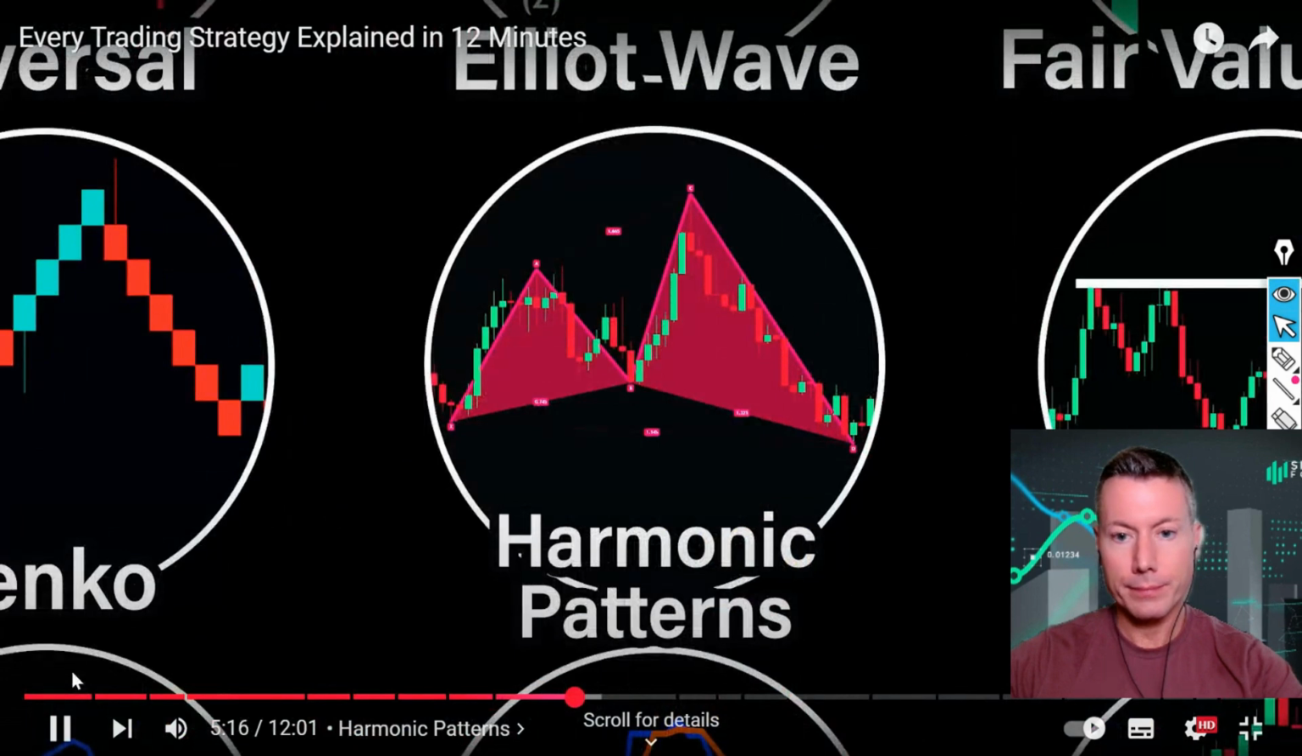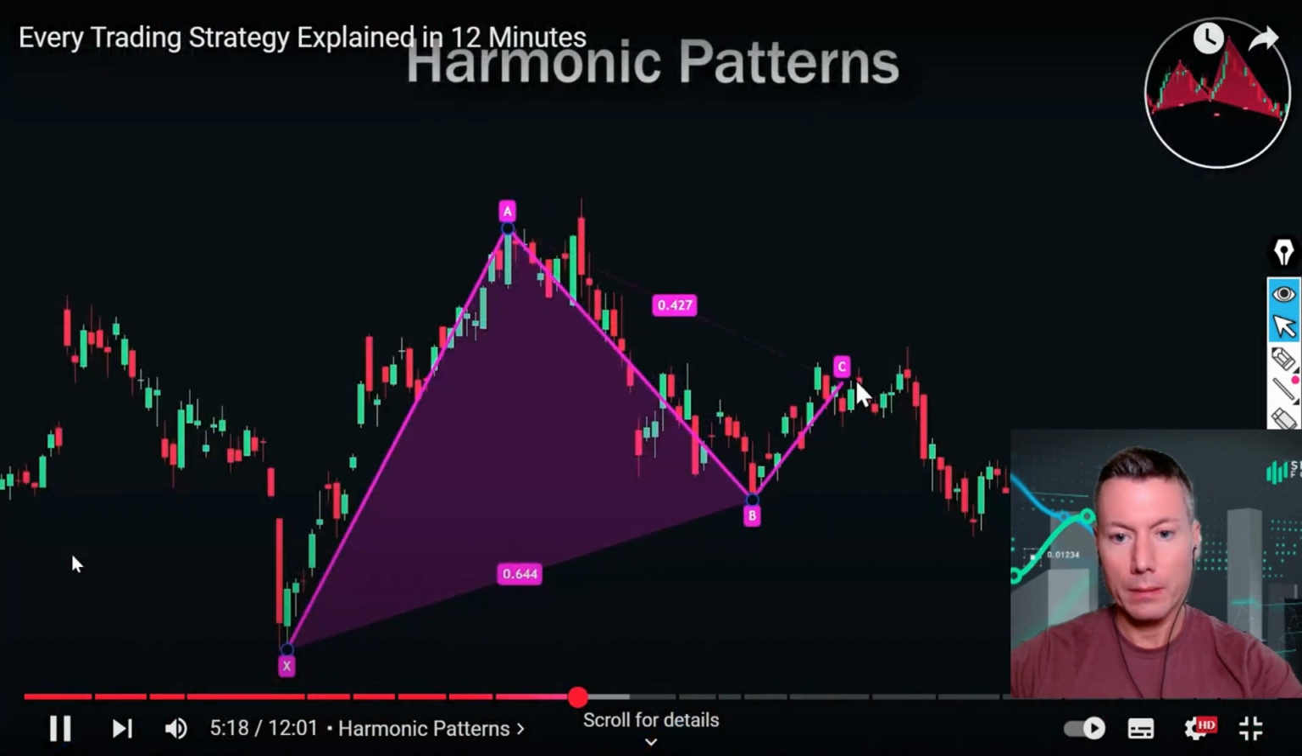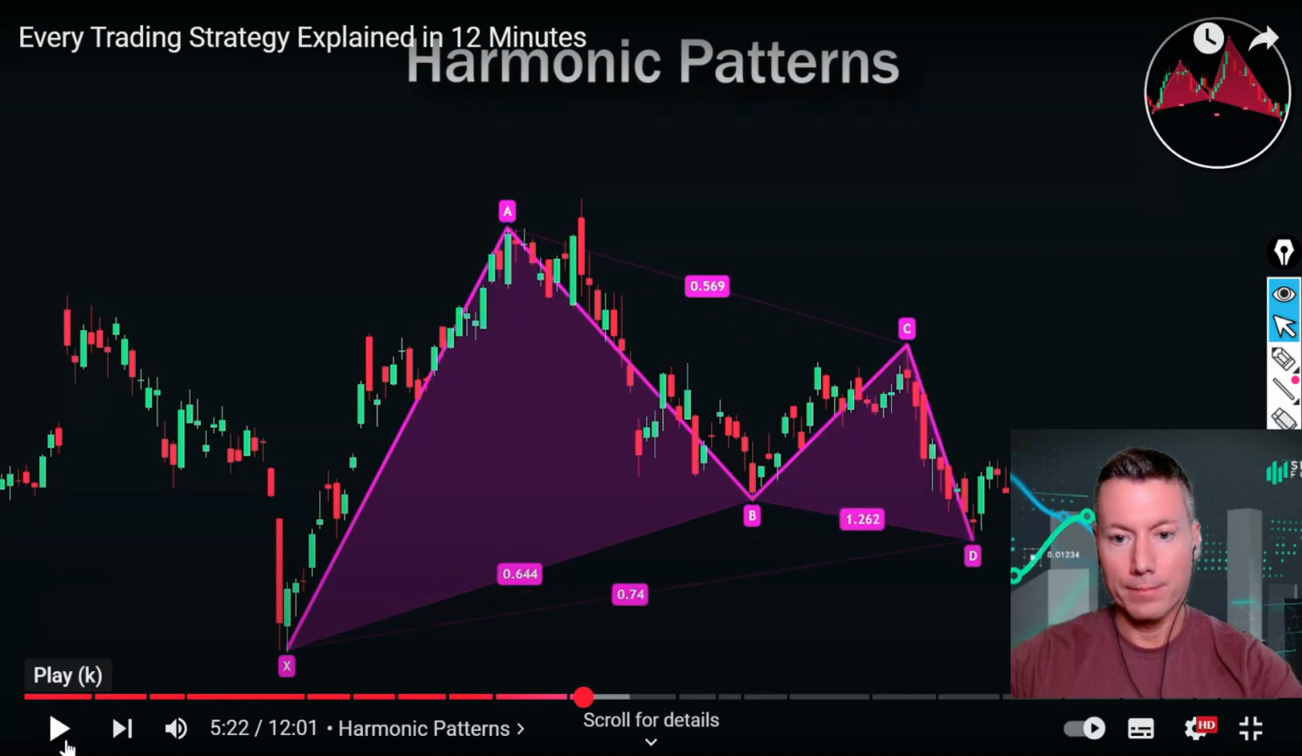Harmonic patterns. These are advanced price patterns that follow a specific shape based on Fibonacci numbers. Traders can then use these. Again, guys, don't overcomplicate things. Harmonic patterns, I am aware of them. I've never traded them, but why would you use something so complicated? It's just going to make your life hard as a trader.